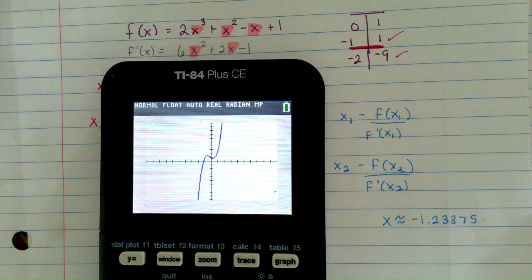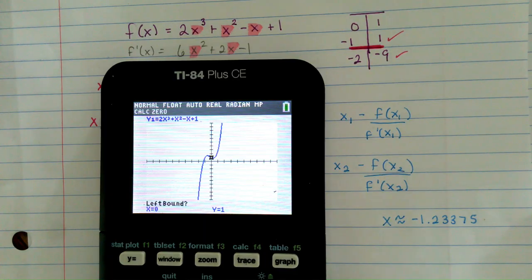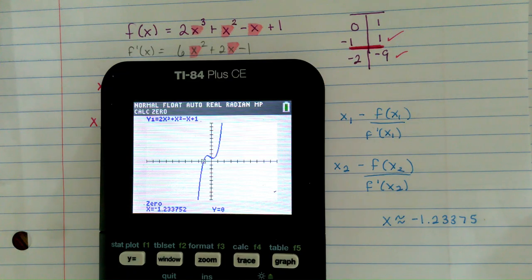Okay, we can definitely see it crosses between negative 1 and 2. So if I calculate a 0, get to the left of it, get to the right of it, negative 1.23375. We just finally learned the formula that the calculator's been doing every time you've calculated a 0.